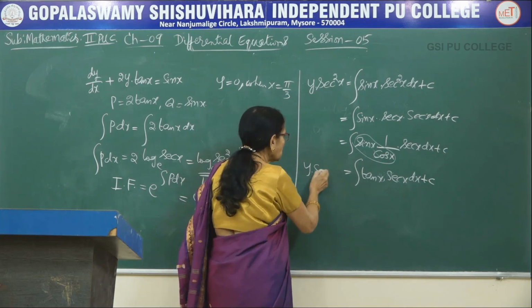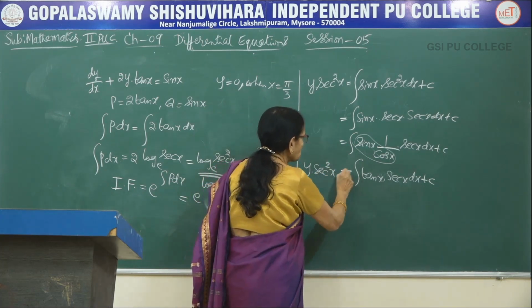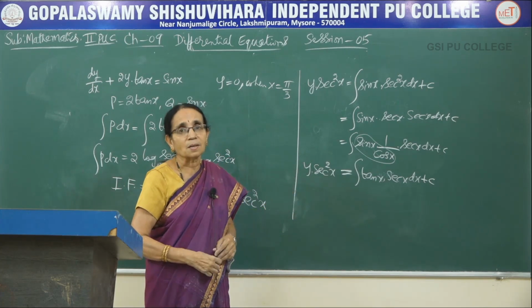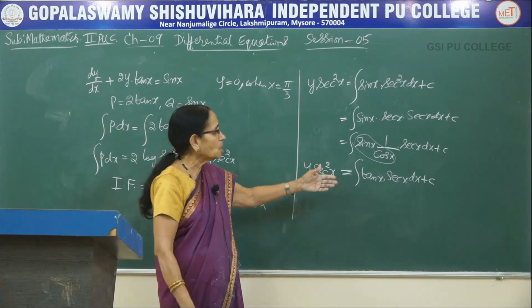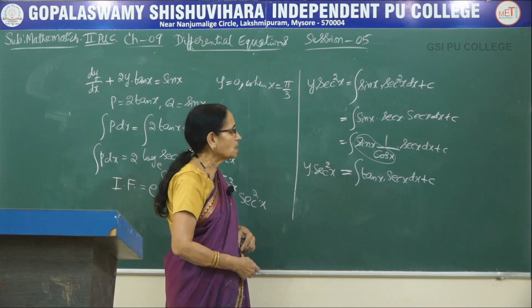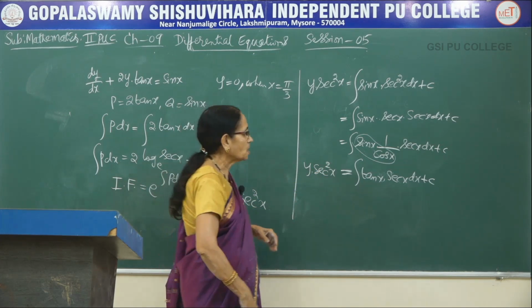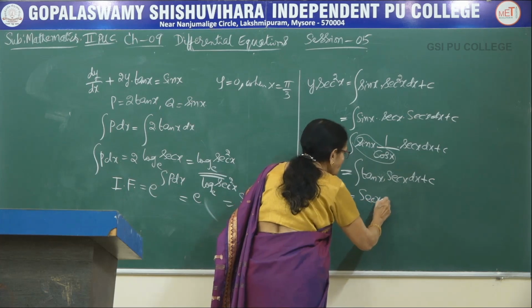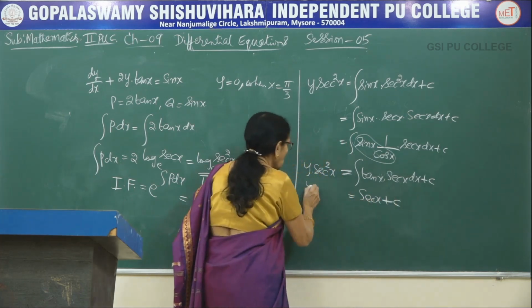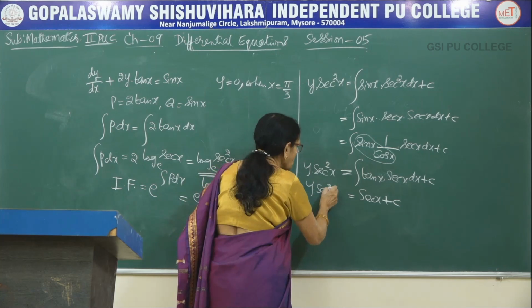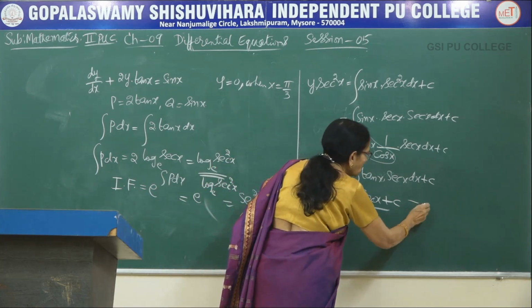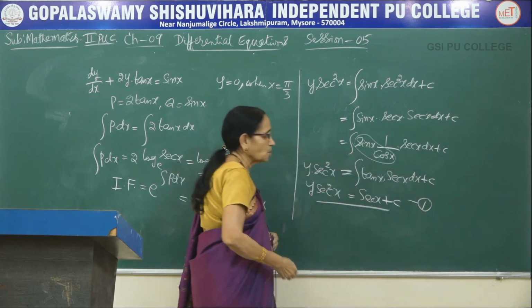The left hand side is y into secant square x. Clearly you can see that it is one of the standard integrals. In the beginning of integration, you learnt about this one. Integral secant x into tan x is nothing but secant x plus the constant. So y into secant square x equals secant x plus c. Now this is the general solution.